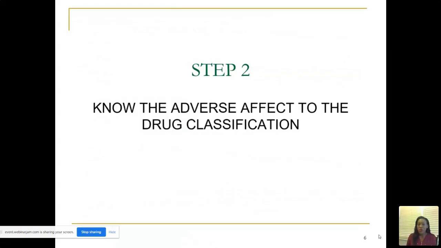So step two to studying for pharmacology is to know the adverse effect to the class. What is the craziness with this family? Okay, so step one is to be familiar with the class. Step two is to be familiar with the adverse effect to the class. So when you study for pharmacology, also start thinking about it in the sense of family. I like to teach it with that analogy because it just makes sense.